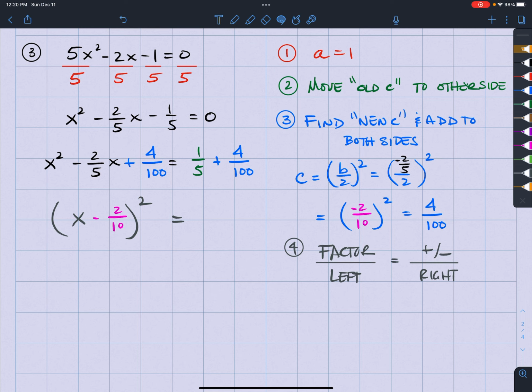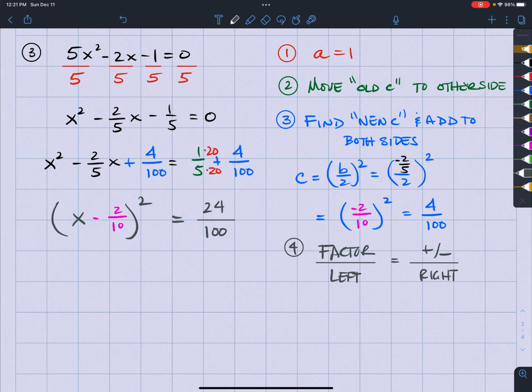And on the right side, I have to add two fractions here, so I have to get the denominators to be the same. Can I make the 5 into 100? Yes, I can. If I multiply the 5 by 20, it will give me the 100. If I multiply the bottom by 20, I have to multiply the top by 20 as well. So the top is going to be 20 plus 4, and the bottom is 100. So 20 plus 4 is going to give me 24 over 100.